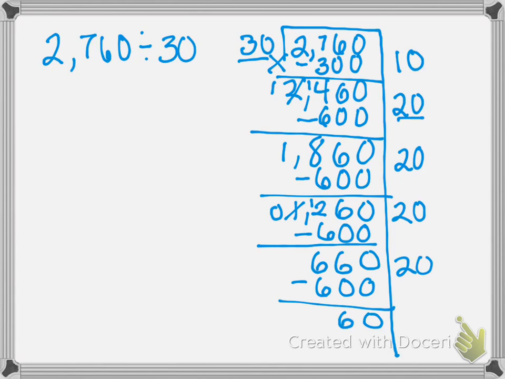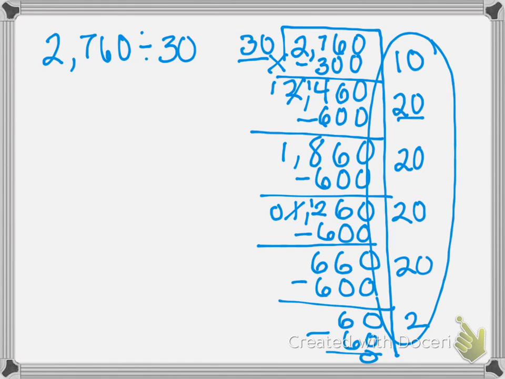Excellent. So now we have 60 left, so obviously we can't do another 20. We keep going until this bottom number down here is less than our divisor, less than 30, and it's not now. And we see that we can go 2. 2 times 30 is 60. And now we've ended with a 0, so no remainder. If we had a number there that was less than 30, that would be our remainder.